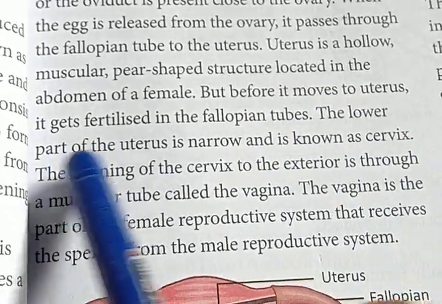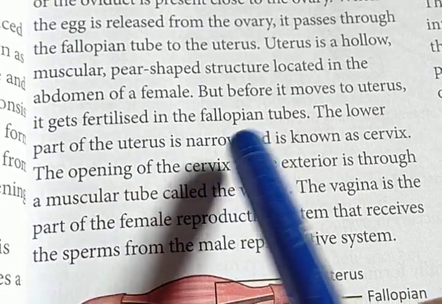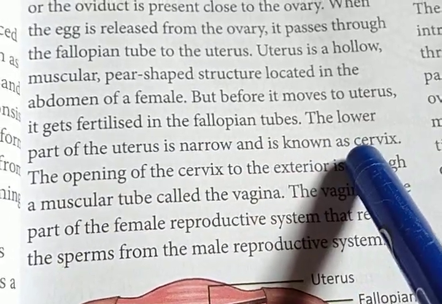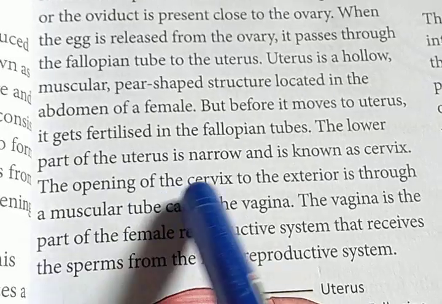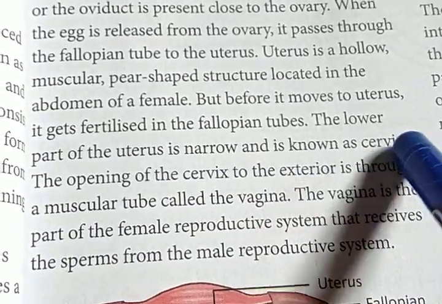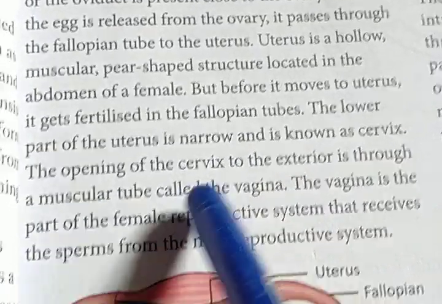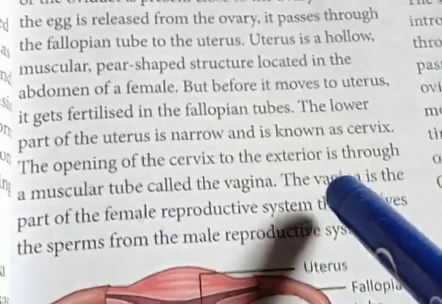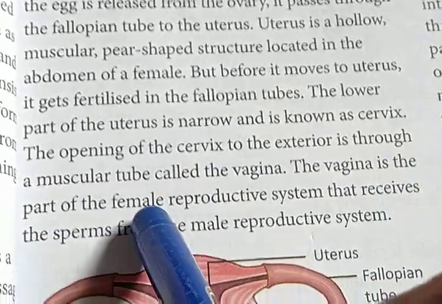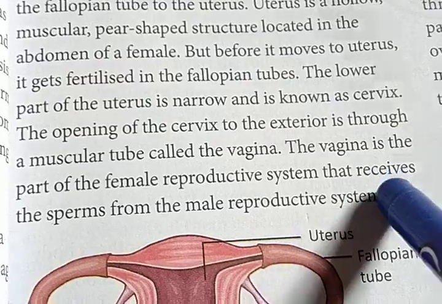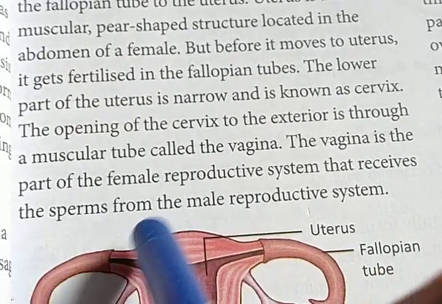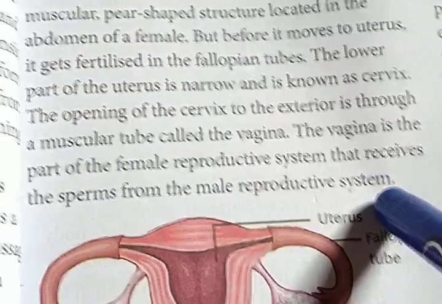The lower part of the uterus is narrow and is known as the cervix. The opening of the cervix to the exterior is through a muscular tube that is known as the vagina. The vagina is the part of the female reproductive system that receives the sperm from the male reproductive system.